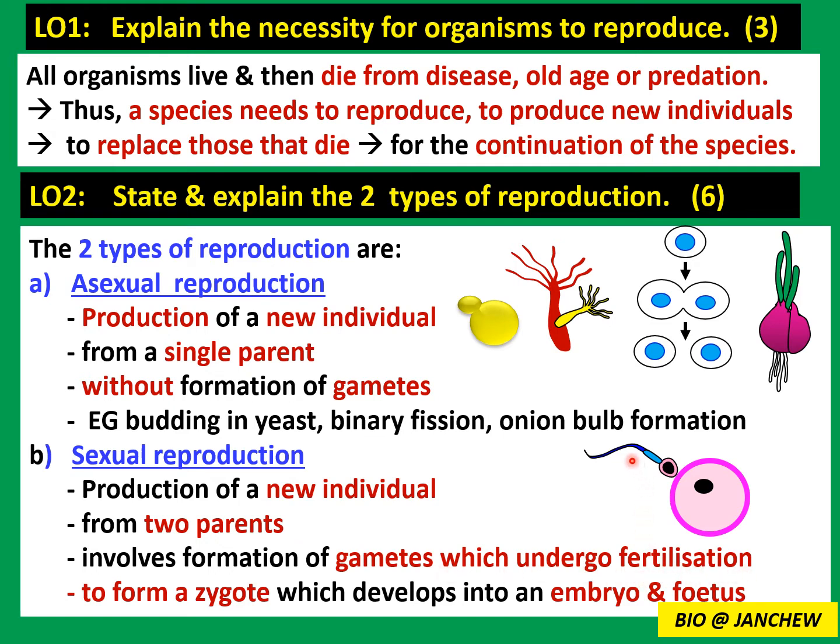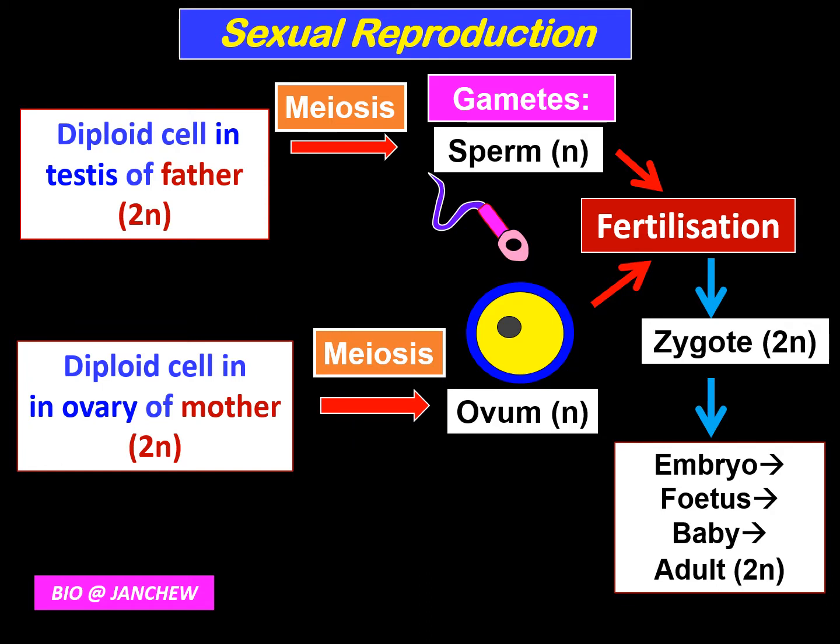So in fertilization, the sperm will fuse with the ovum. The nucleus of the sperm will fuse with the nucleus of the ovum. This diagram shows the process of sexual reproduction, which involves various processes such as meiosis and fertilization. So it starts with the process of meiosis in the formation of gametes, like the sperm and ovum.